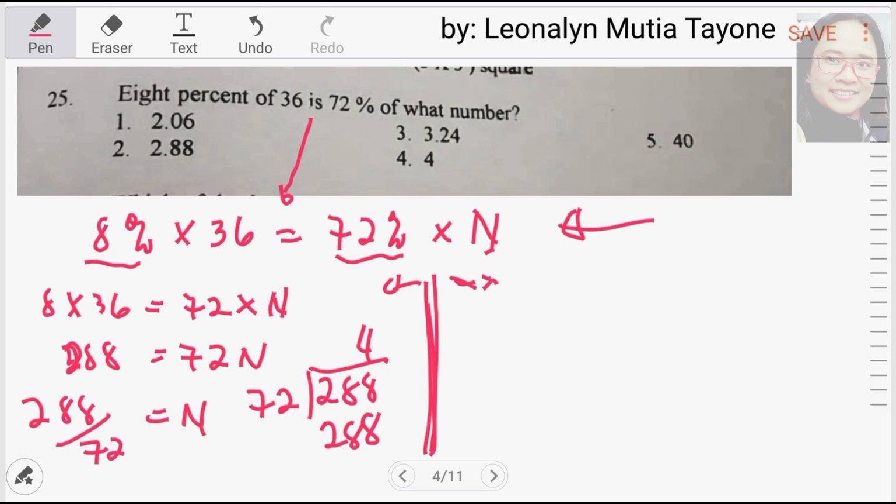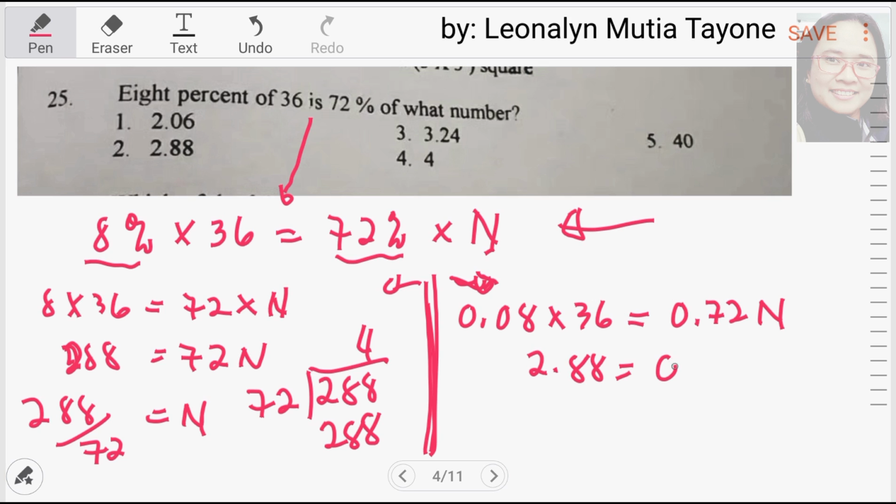Next natin gagawin, ilagay natin yung decimal. 0.08, yan yung 8%. Times 36 equals 0.72n. Tapos 0.08 times 36, that is 2.88. 0.72 pang-multiply sa n, para ma-isolate si n, pang-divide siya sa kabila. So magiging 2.88 divided by 0.72. So isa-isahin natin yan.